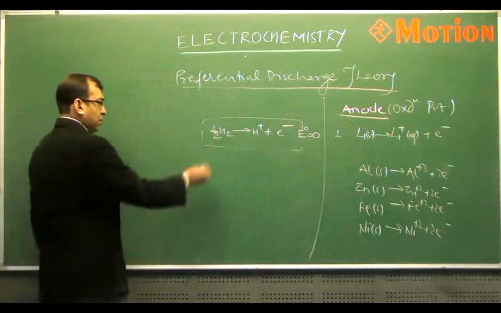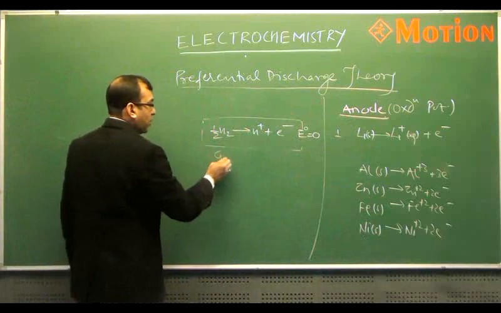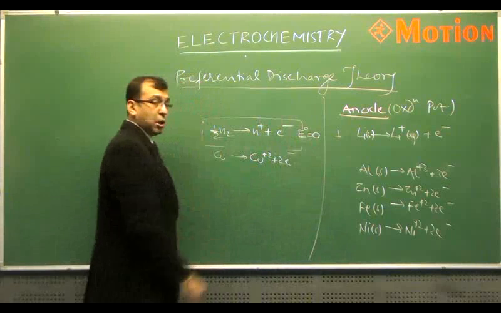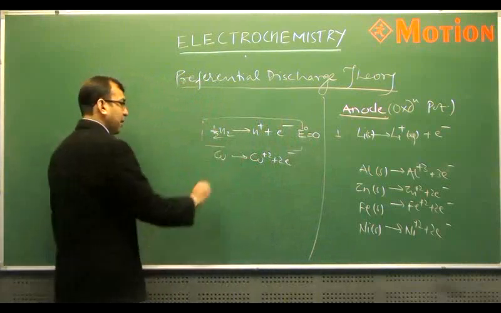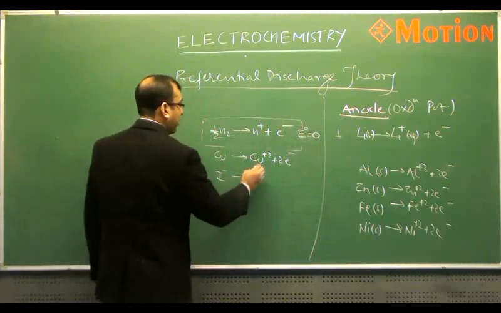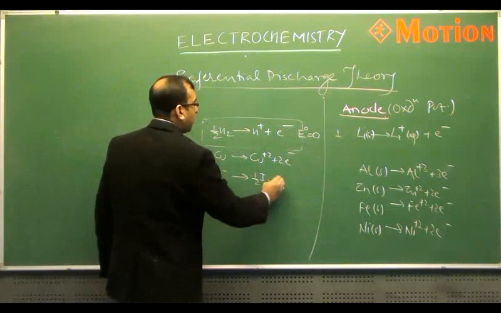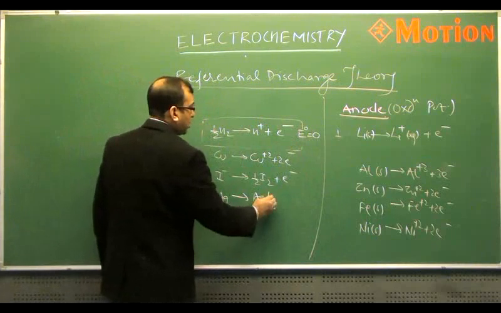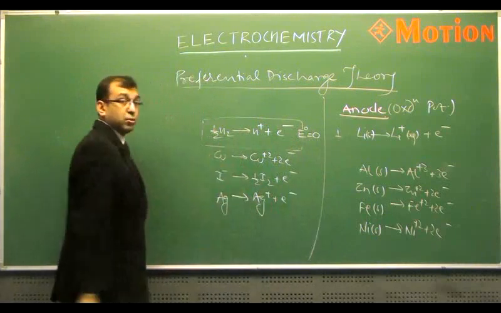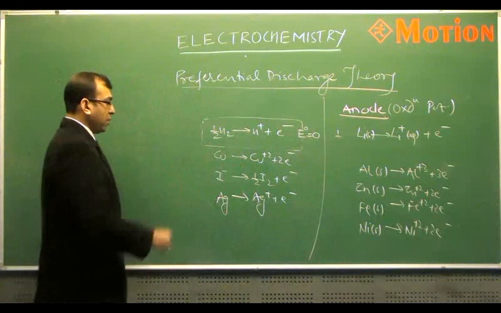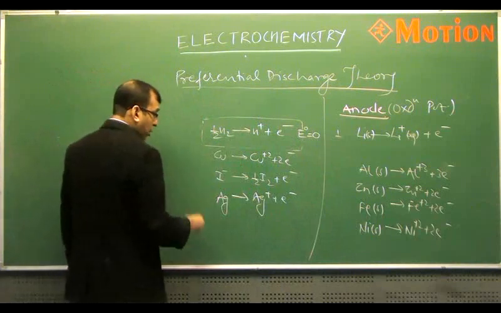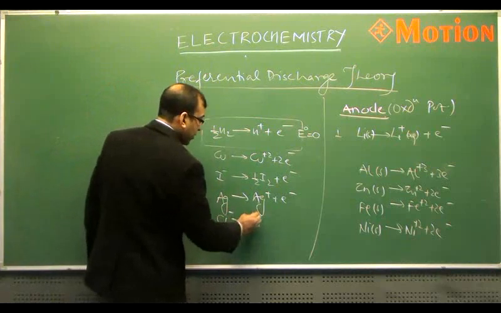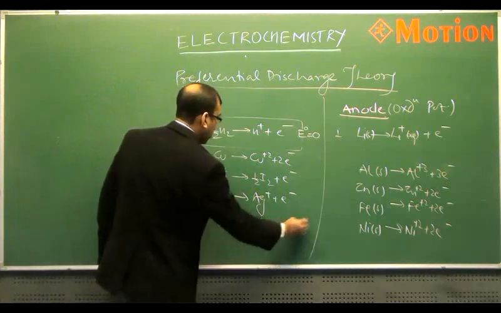Followed by we have some inert metals, say copper to copper plus 2 plus electron. It is a coinage metal, E naught value is on the negative side. Followed by we have iodide giving I2 plus electron. Followed by silver giving silver plus plus electron. E naught value is very negative, it is minus 0.8 volt. Followed by we have Cl minus giving half of Cl2 plus electron.